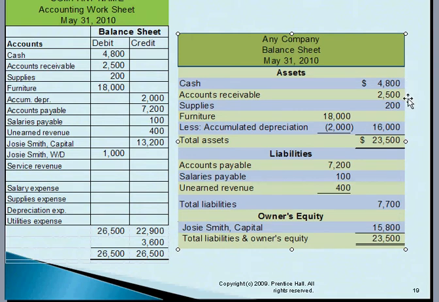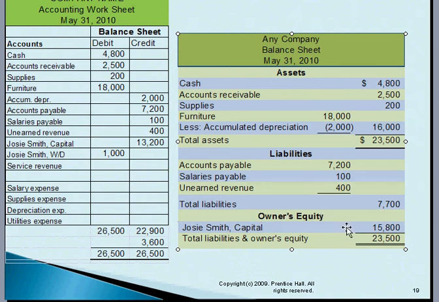So we list out our assets, starting with cash, followed by accounts receivable and supplies, followed by furniture, less any related accumulated depreciation. Total them up, $23,500. Dollar sign at the top, dollar sign at the bottom, double underlined. Next we have our liabilities. Okay? Liabilities are usually listed by which items will get paid first. So accounts payable is normally first, followed by the salaries. We've got $400 of unearned revenue. Total up the liabilities of $7,700.